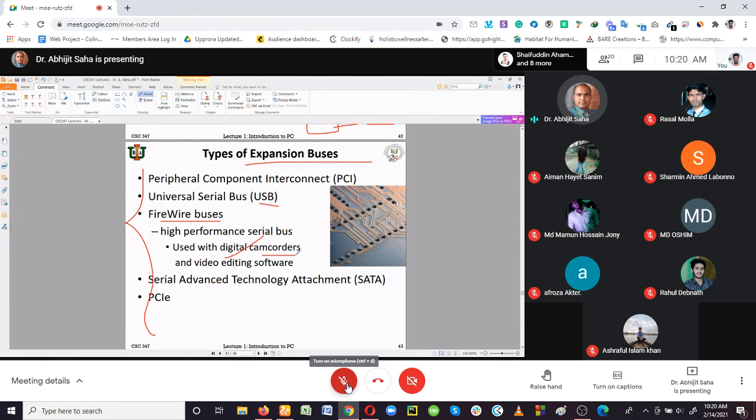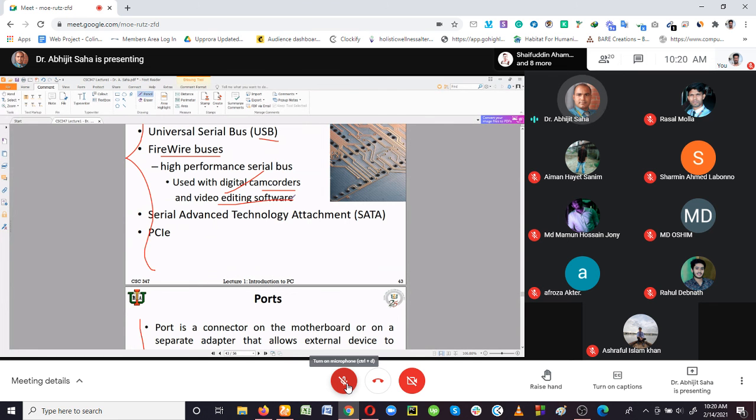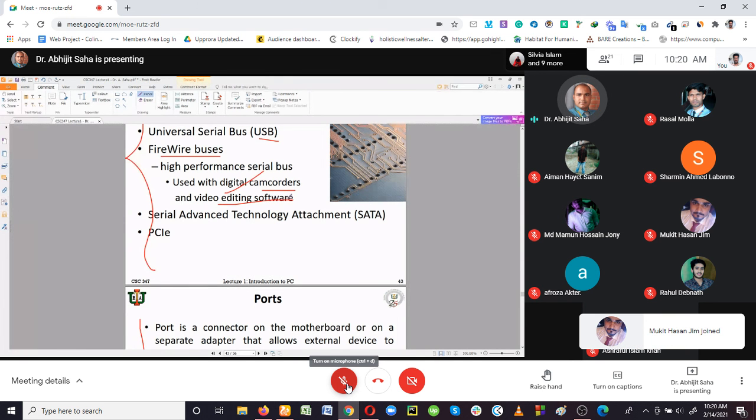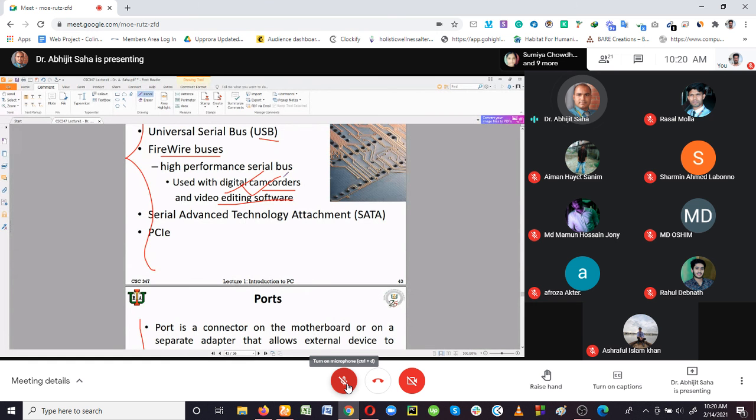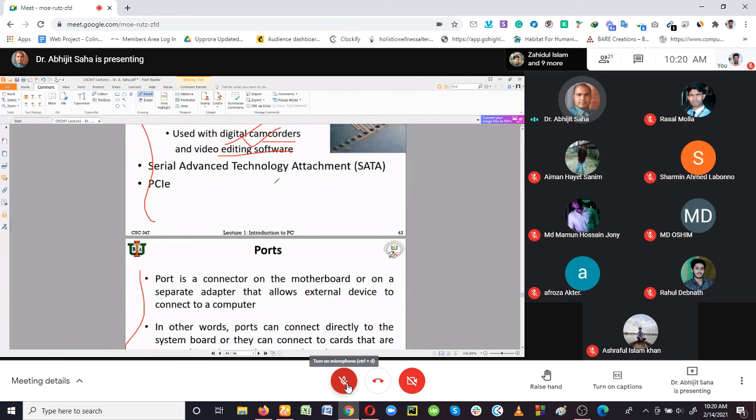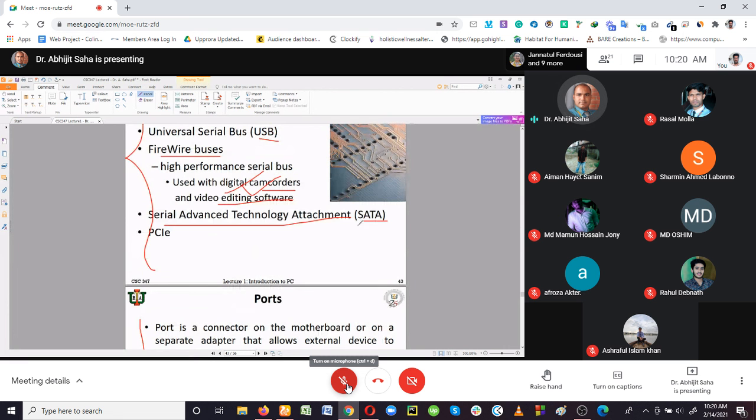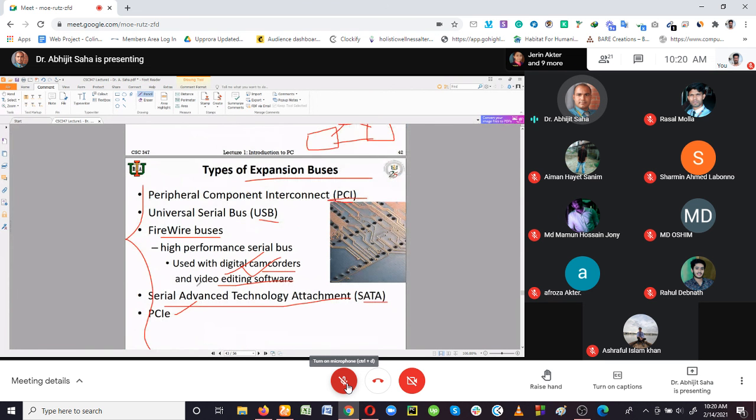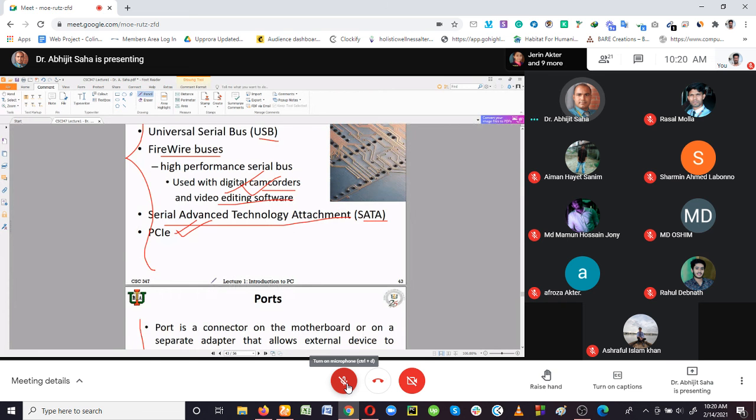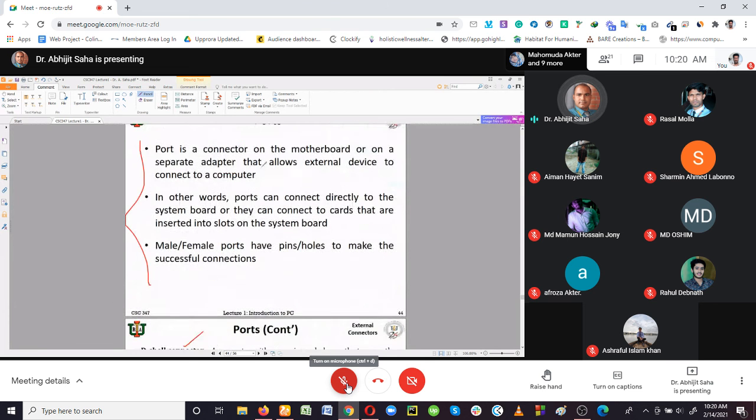For the camcorder, I was talking about it in the second lecture, last point. The FireWire bus is useful for digital camcorders, because you need to transfer big-size data between the camcorder and the computer system. We already know about serial technology, the serial ATA. You should know the purpose of using serial ATA, and also PCIe, the Express bus we have these days for the graphics card.